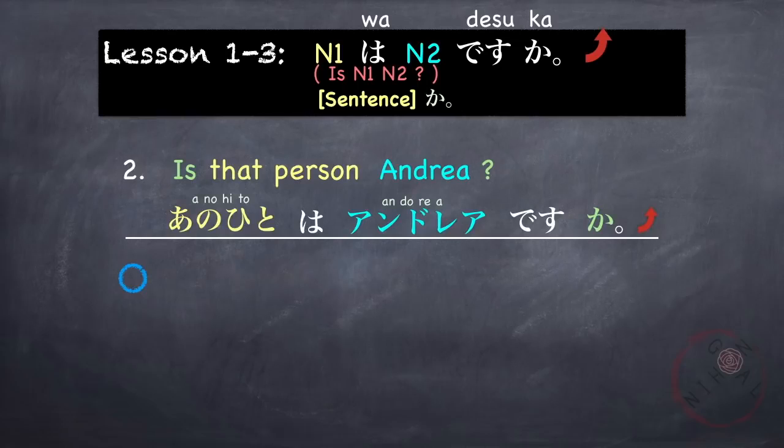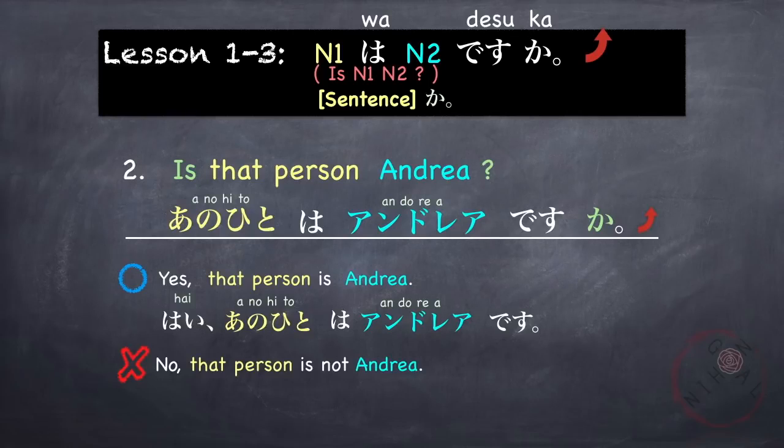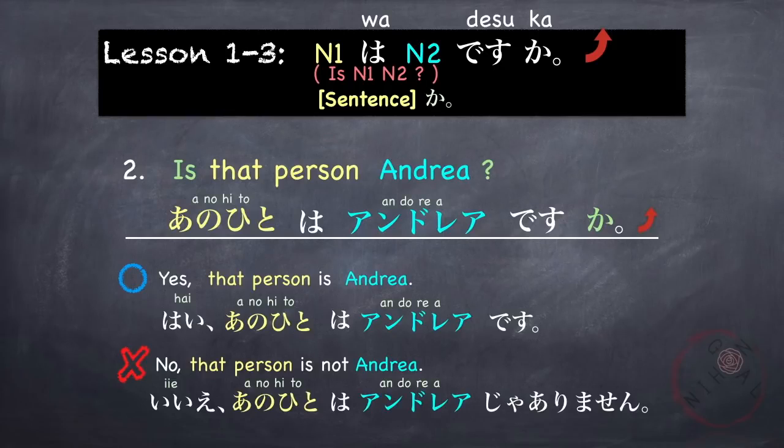So, yes, that person is Andrea. Hai, ano hito wa Andrea desu. If it's not, no, that person is not Andrea. Iie, ano hito wa Andrea ja arimasen.